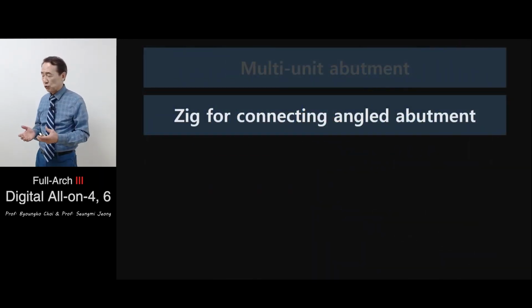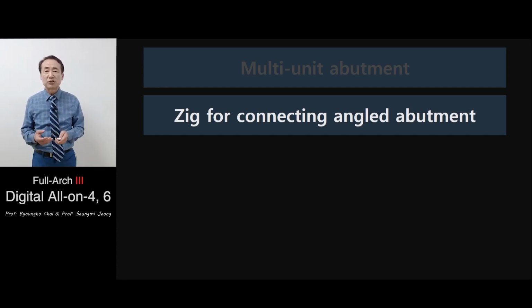Let's move on to another issue. What type of jig is useful for connecting an angulated abutment to a distal tilted implant?